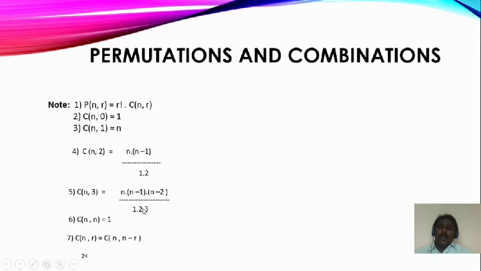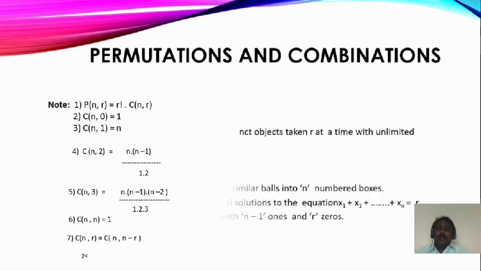3 means here 1 into 2 into 3. Here 2 means here 1 into 2. So the value of NCN is always 1. So NCR, simply we can write like this also. So these are some of the notes we have to keep in mind.